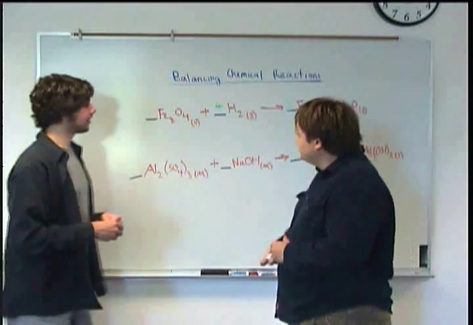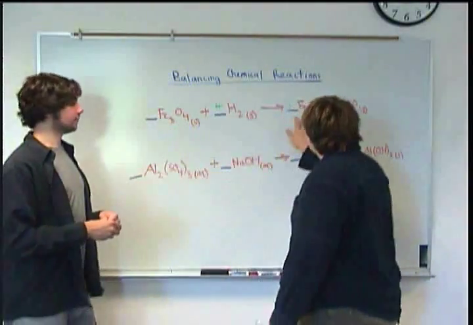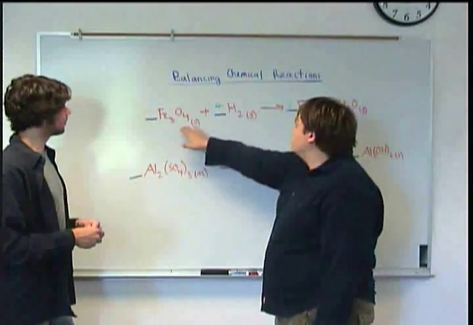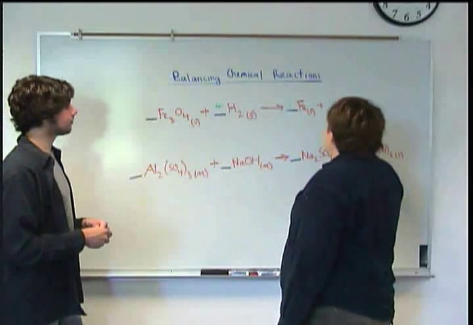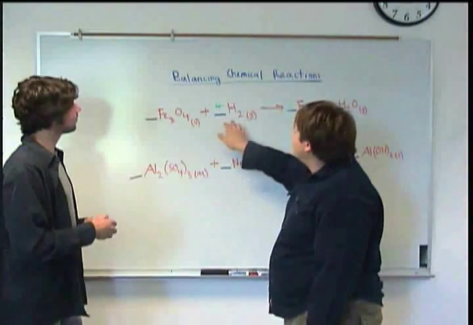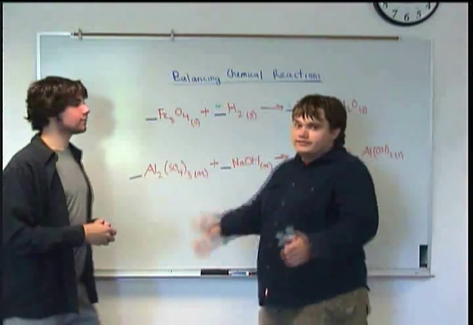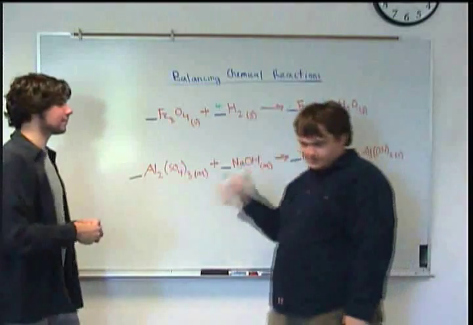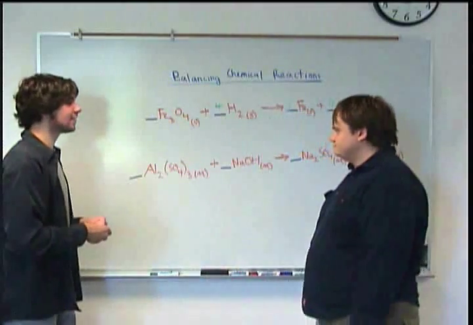Alright, so checking. 3 irons, that's good. 4 oxygens, 4 times 1 is 4 oxygens. 8 hydrogens, 4 times 2, 8 hydrogens, 4 times 2. It's balanced, there we go. Yes! Physics would be proud of us.